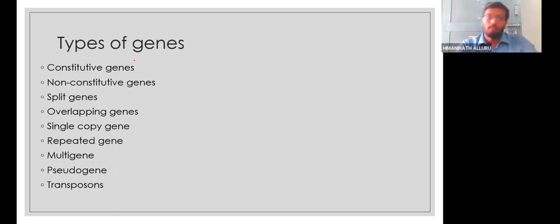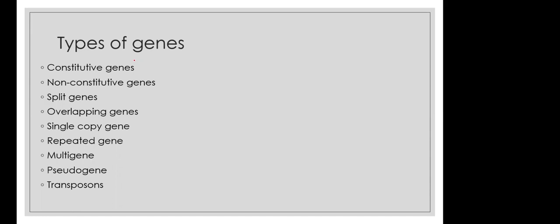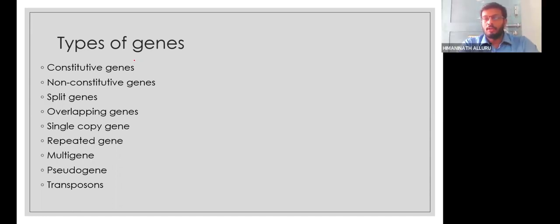But we need to give more knowledge about the different types of genes. Though we are not going to explain everything, at least a little we can say, for example, constitutive genes, non-constitutive genes, split genes, overlapping genes, single copy genes, repeated genes, multigenes, pseudogenes, and transposons. Before seeing the other two, I will start with the split gene. A split gene is something with exons and introns.